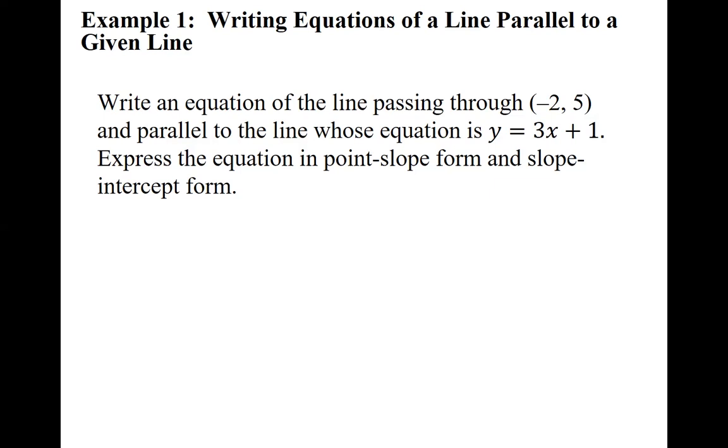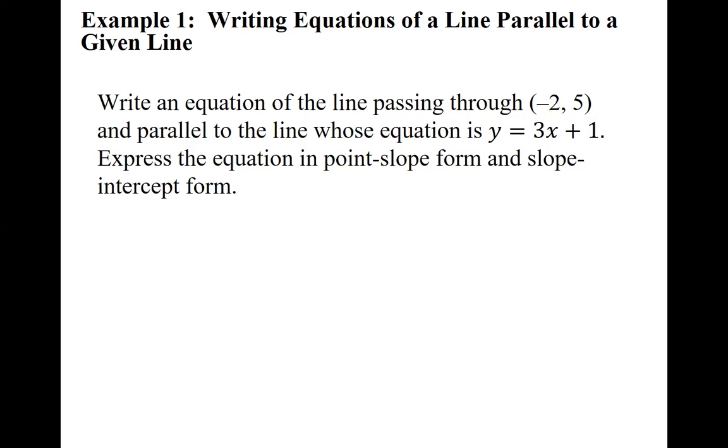We would need a point, and they give us a point, and we would need a slope. Well, they don't give us the slope by saying, here's the slope. But what they do say is that our equation needs to be parallel to y equals 3x plus 1. And what did we just go through in painstaking detail? Parallel lines have the same slope. What is the slope of the line y equals 3x plus 1? The slope of that line is 3. So our slope, being parallel, must also be 3.